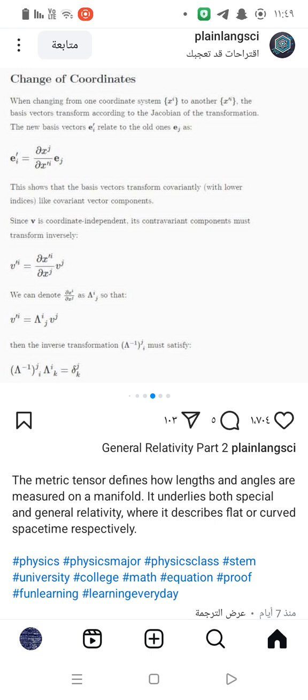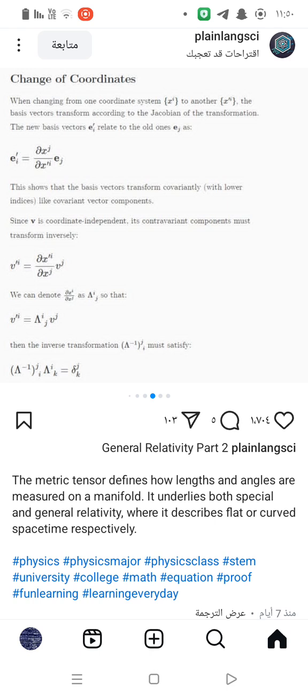This shows that the basis vectors transform covariantly with lower indices, like covariant vector components. Since V is coordinate independent, its contravariant components must transform inversely. V'^i equals partial x'^i over partial x^j times V^j. We can denote dx'^i over dx^j as a^i_j, so that V'^i equals a^i_j V^j.